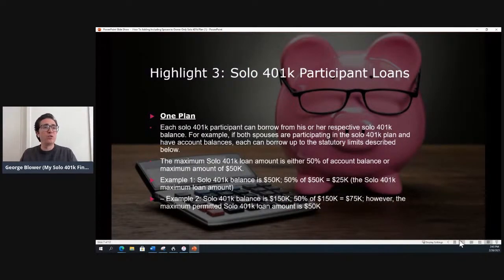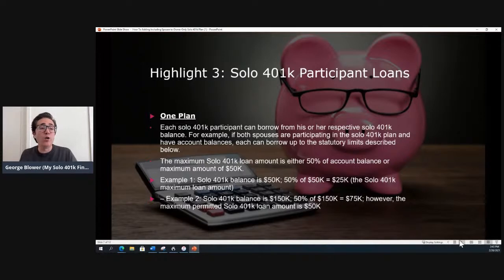So now let's dig a little deeper into the participant loans. Again, one of the main reasons that people set up accounts with us is because they want to be able to borrow from the plan. That's where you're literally taking money out of your own retirement account, but it's not considered a taxable distribution as long as you satisfy the participant loan rules. Those rules apply at the participant level. So each participant can borrow from his or her respective solo 401k balance, like on the prior slide where each person has their own separate account. Spouse number 1 is taking the money from spouse number 1's account. Spouse number 2 is taking it from spouse number 2's account.